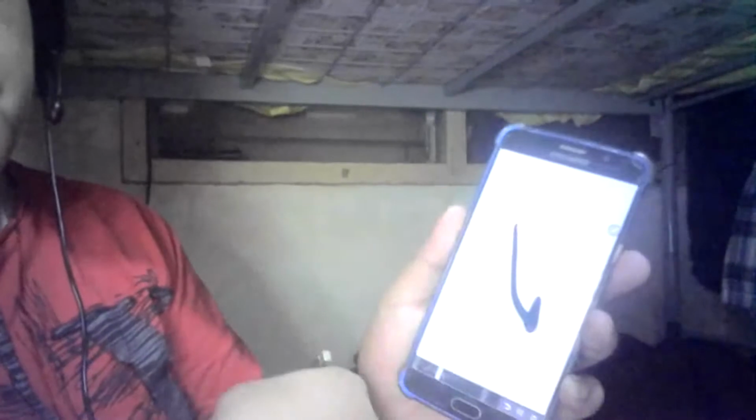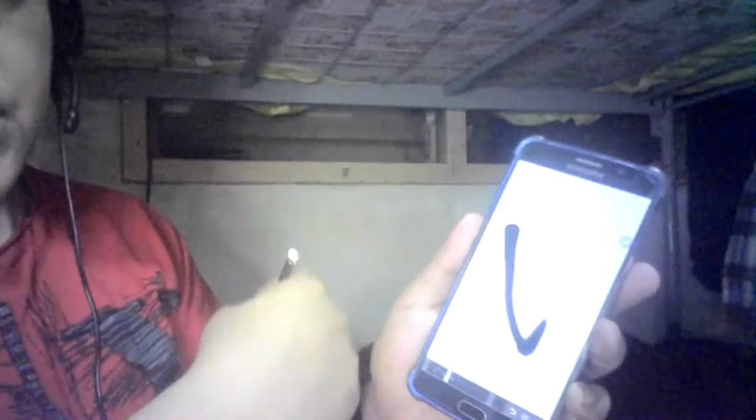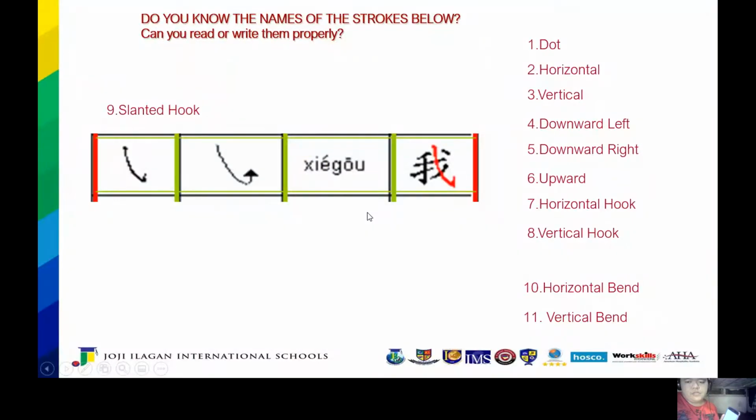I know the light medyo nag-reflect sa cellphone, but then let's just try to teach you how to write that stroke there. Sieko. Okay. That's sieko or the downward or slanted hook stroke.